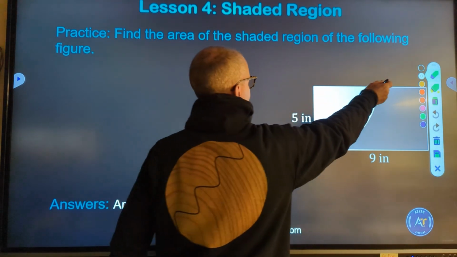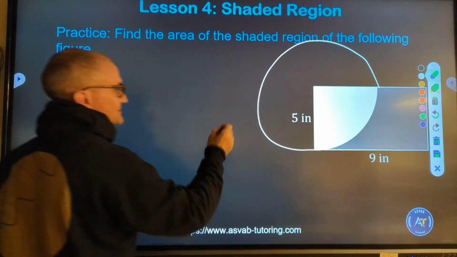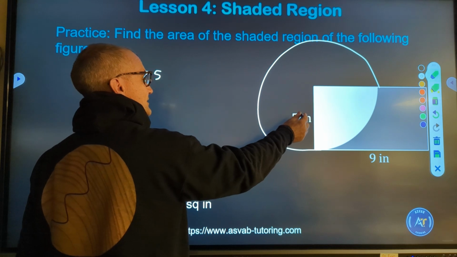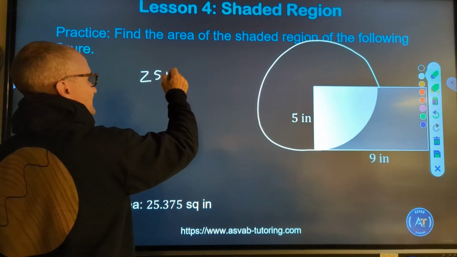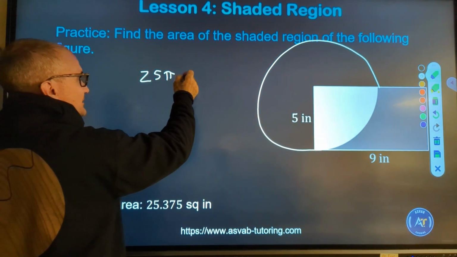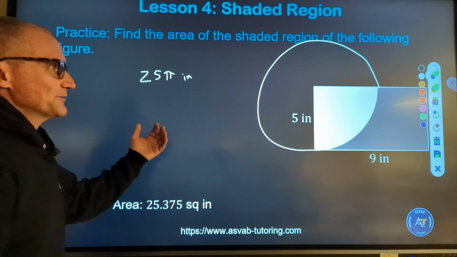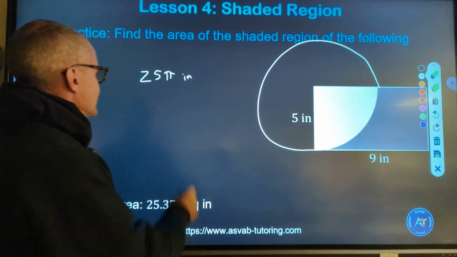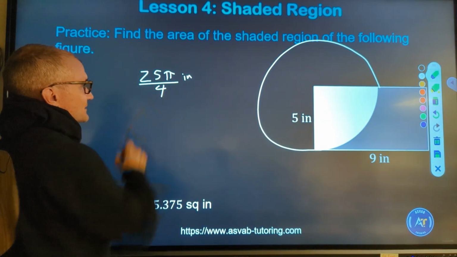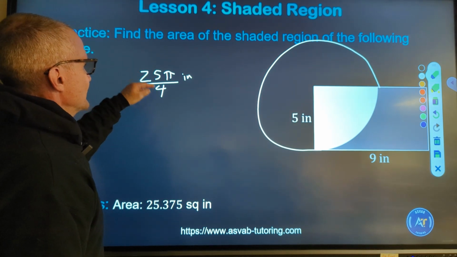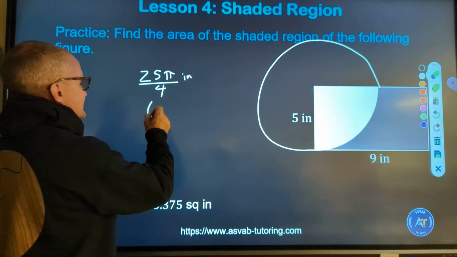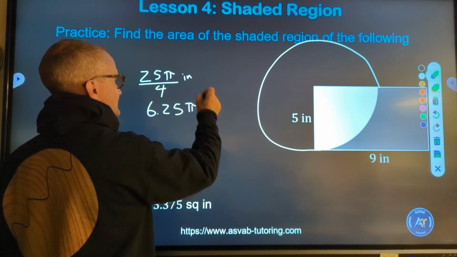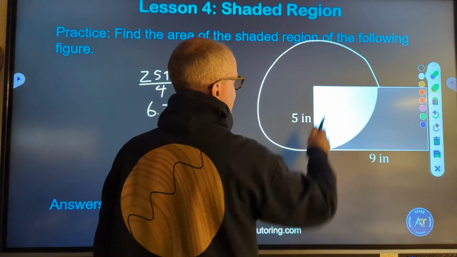Area of that whole circle, going all the way around here, is pi r squared. 5 times 5, 25 times pi square inches. That's the area of the whole circle. I don't want that whole circle. I only want half of it. No, I don't. I only want a quarter of it. So I'm going to divide by 4. Keep that pi right there. 25 divided by 4 is 6 1/4 pi square inches. So that's the area of that white region there.